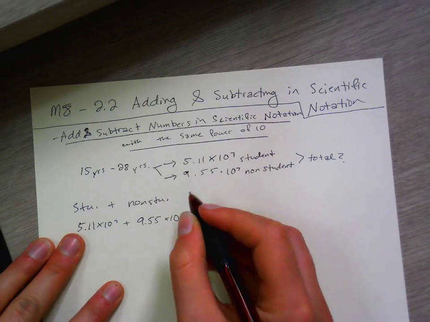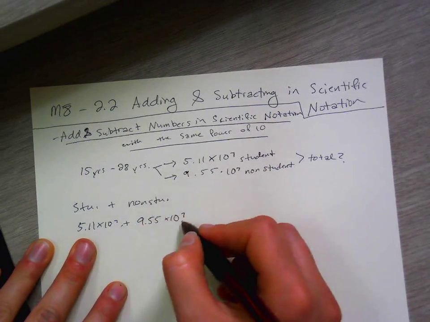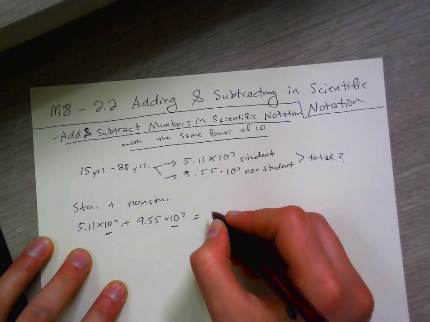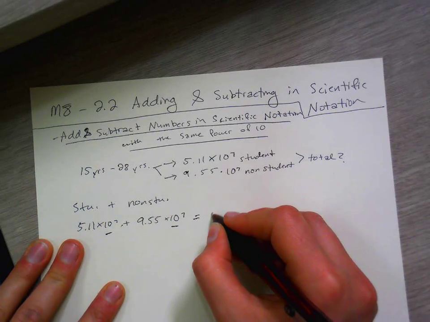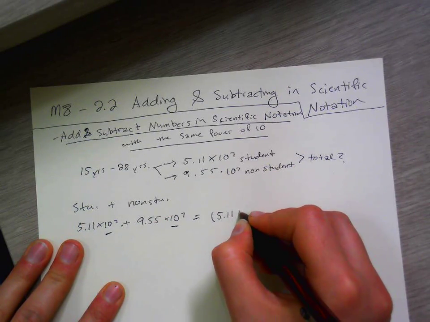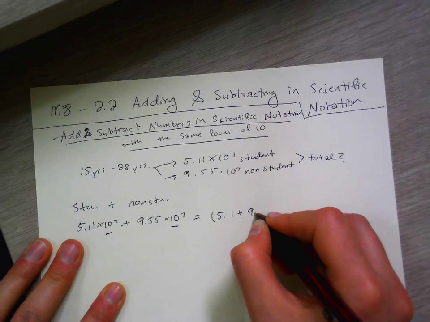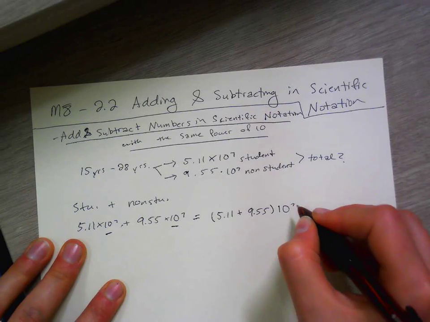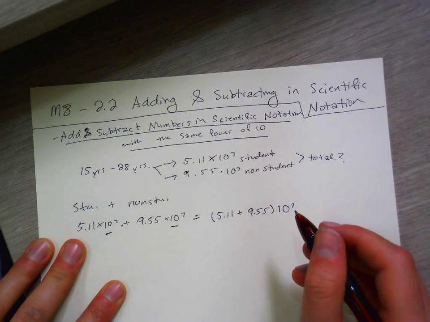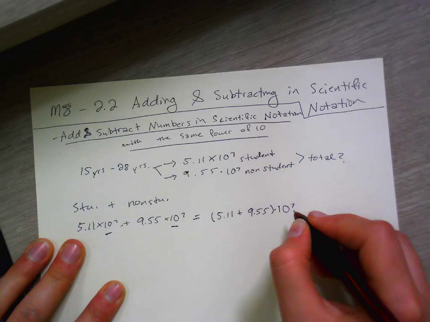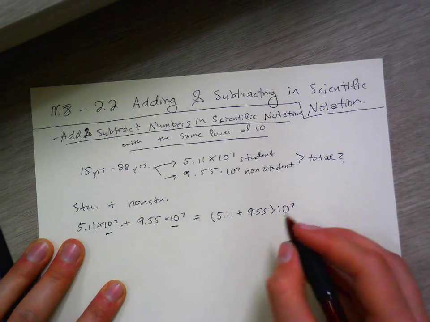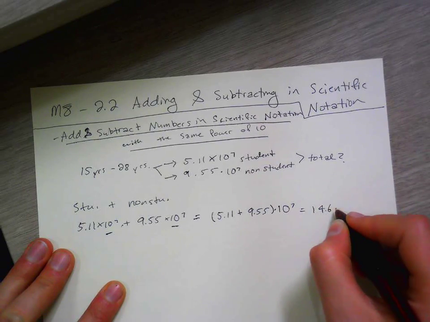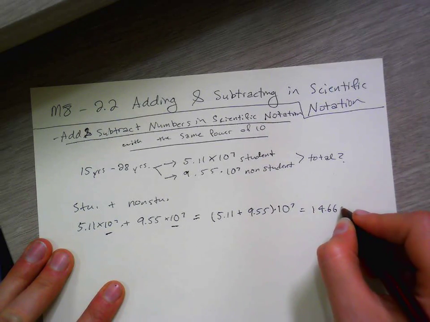Now we can factor, because these are together and these are together, we can factor out this from each. So to factor, we will put these two things together. So we could say 5.11 plus, because there's a positive sign, 9.55. We take out the 10 to the power of 7 from each, because both are multiplied times 10 to the power of 7. Now let's solve for what's inside. What's inside is 14.66 times 10 to the power of 7.